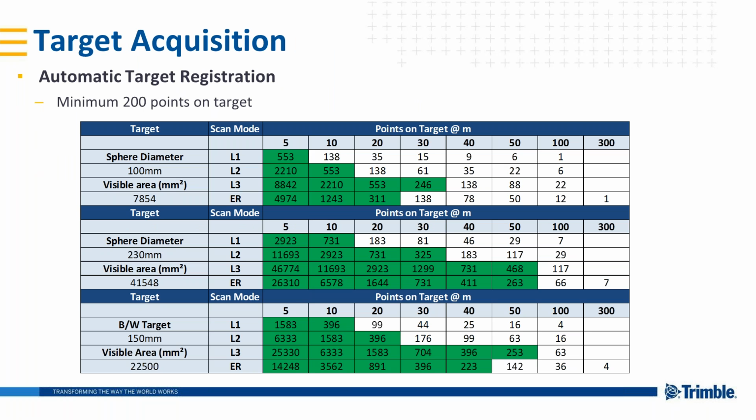Now, target acquisition is another consideration when determining scan modes and target placement. RealWorks requires a minimum of 200 points on targets to detect them for automatic registration. This table shows the points on target that you can get at various distances on 100 and 230 millimeter spheres and 150 millimeter black and white targets. The fields in green show the distances where greater than 200 points are captured.